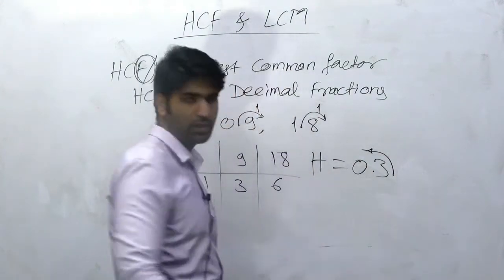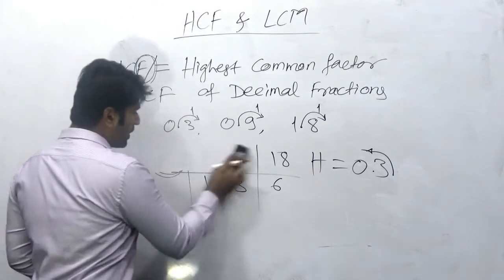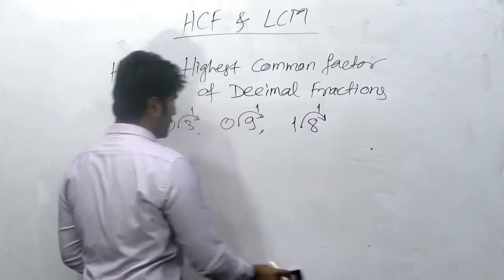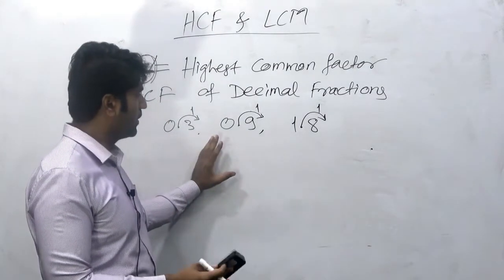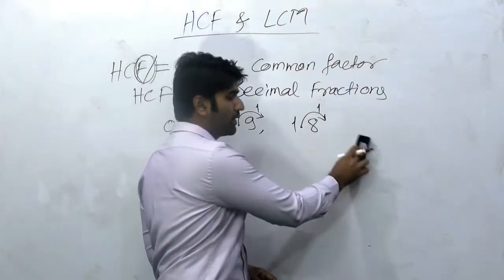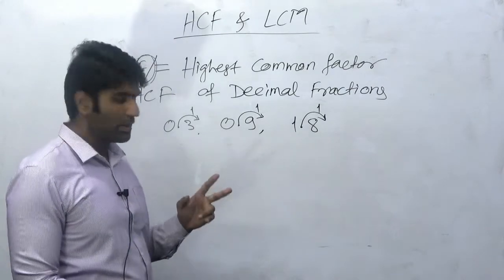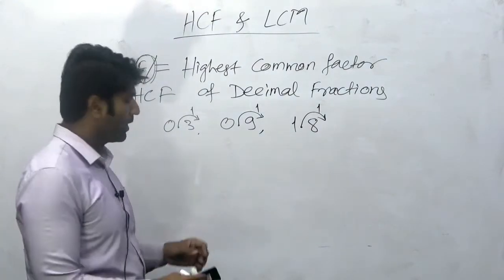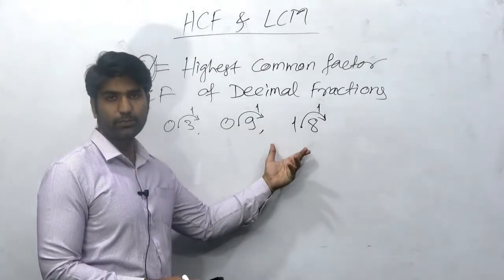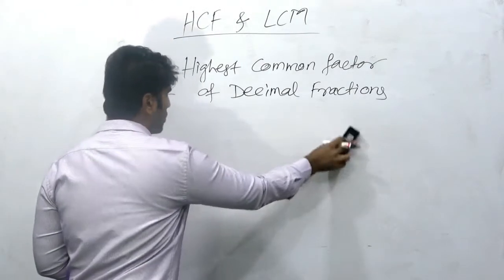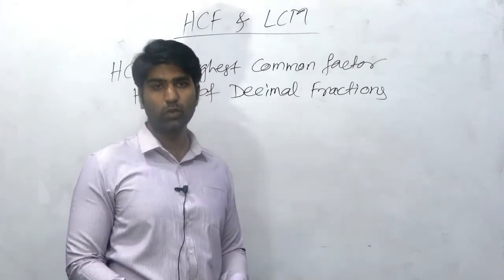0.3 is our answer. Right? Okay, what if the point is different? After the point there are different numbers, like the examples we have seen. In these two examples there is a single digit after the point. If there are two numbers or three numbers or different numbers after the point, then what should we do?